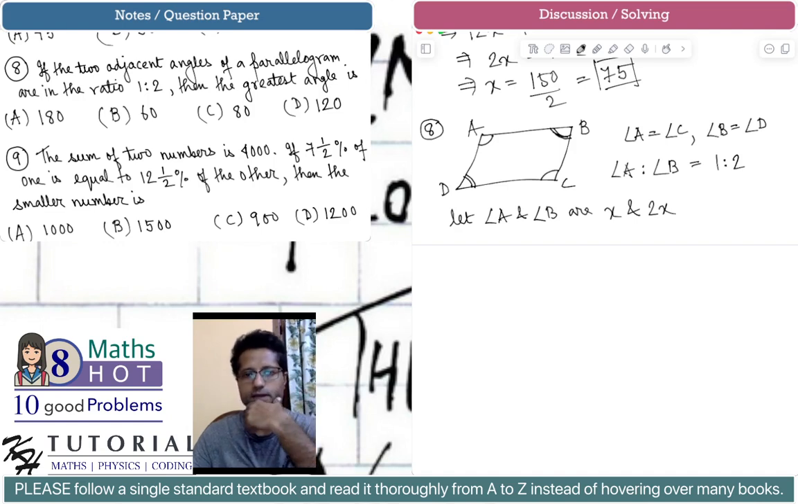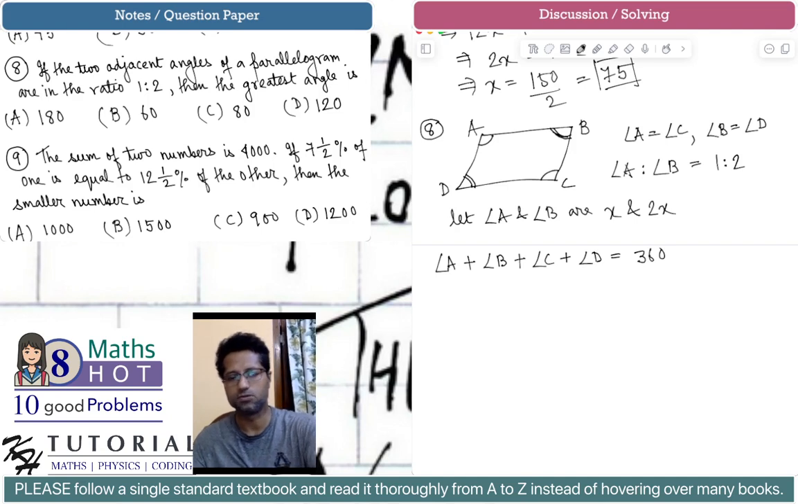What else information can we have? We need an equation in x. At the end of the day, we have to find an equation in x. So one piece of information you must know is that the sum of the angles of a parallelogram is 360 degrees. We know that angle A plus angle B plus angle C plus angle D is equal to 360 degrees. I am not writing the degree, it is understood.